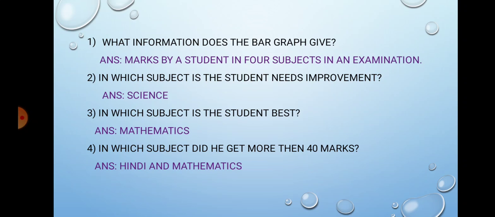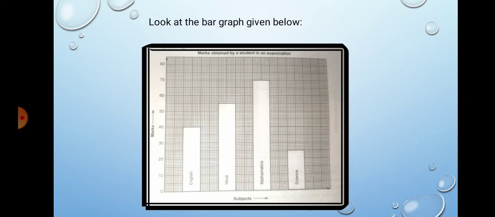In which subject is the student best? Best means obviously he would have scored more marks. Let us again go back to the graph quickly and see in which subject the student got the most marks. So it's very good. He got the most marks in mathematics, and it is 70. Let us see the final question.